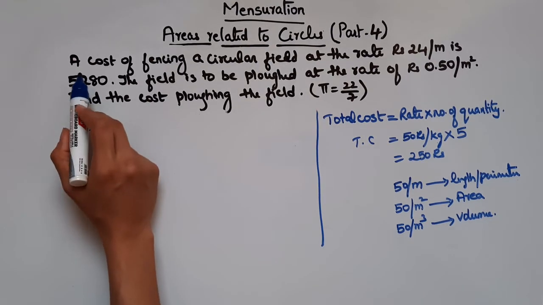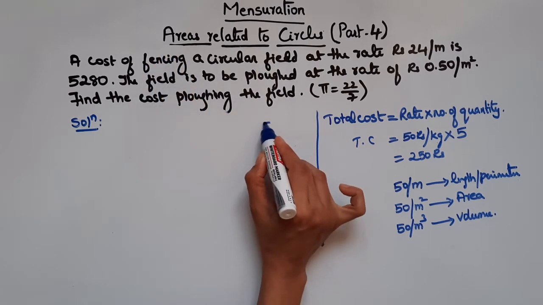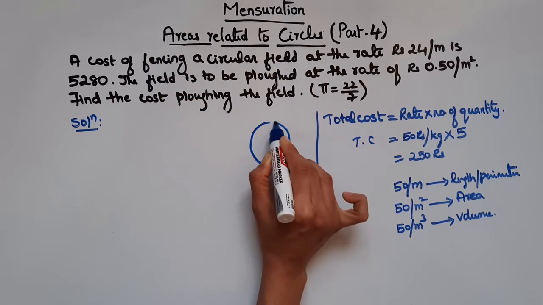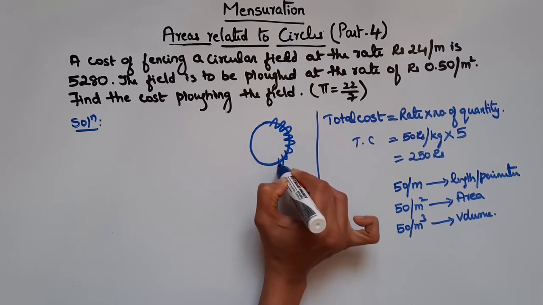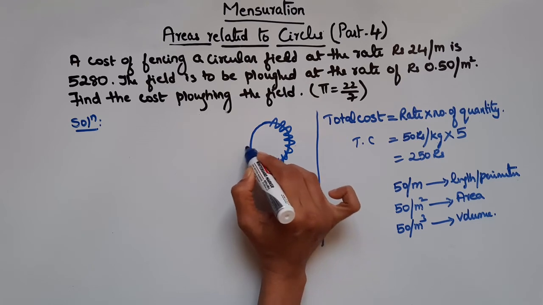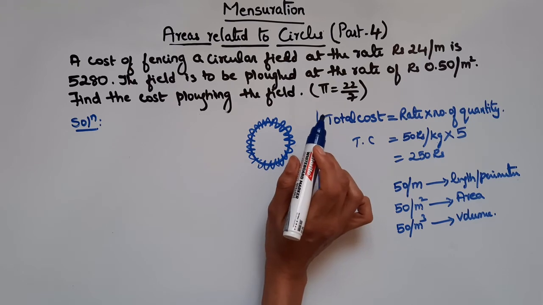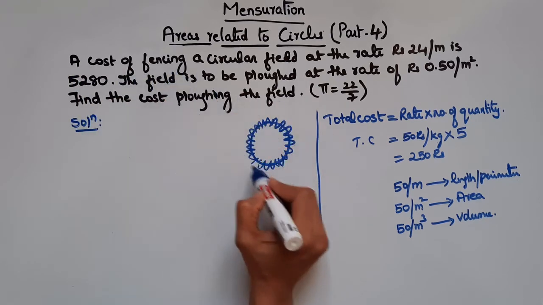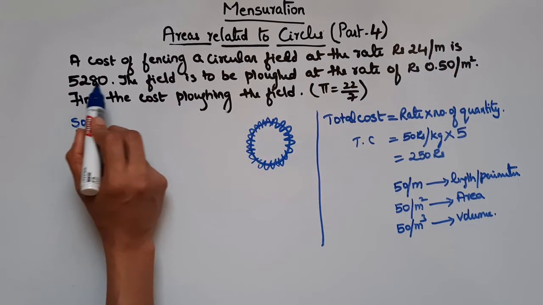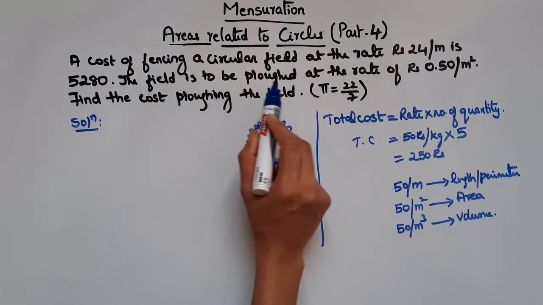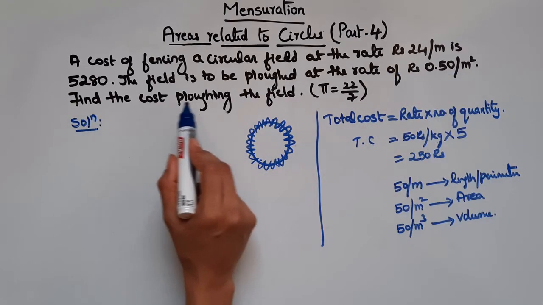So now let's see this. Here it says the cost of fencing a circular field. So fencing is nothing but, we have a circular field like this, creating a boundary for this circular field. That is a fence. The cost of fencing a circular field at the rate of rupees 24 per meter is 5280. The field is to be ploughed at a rate of rupees 0.50 per meter square. Find the cost of ploughing the field.